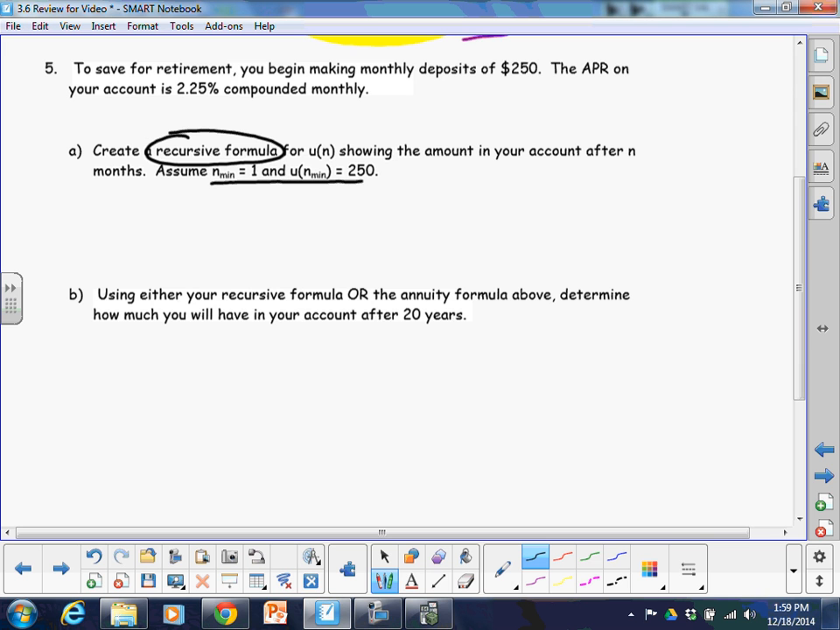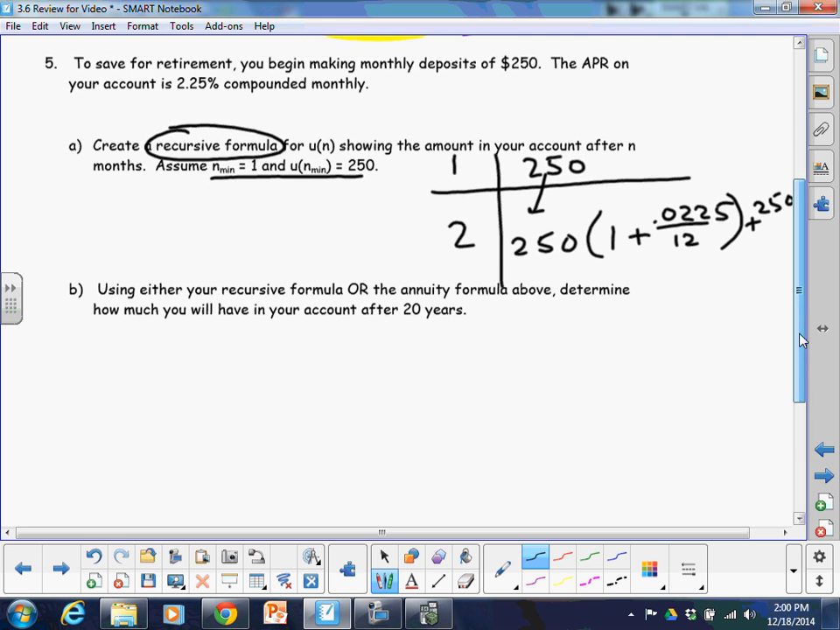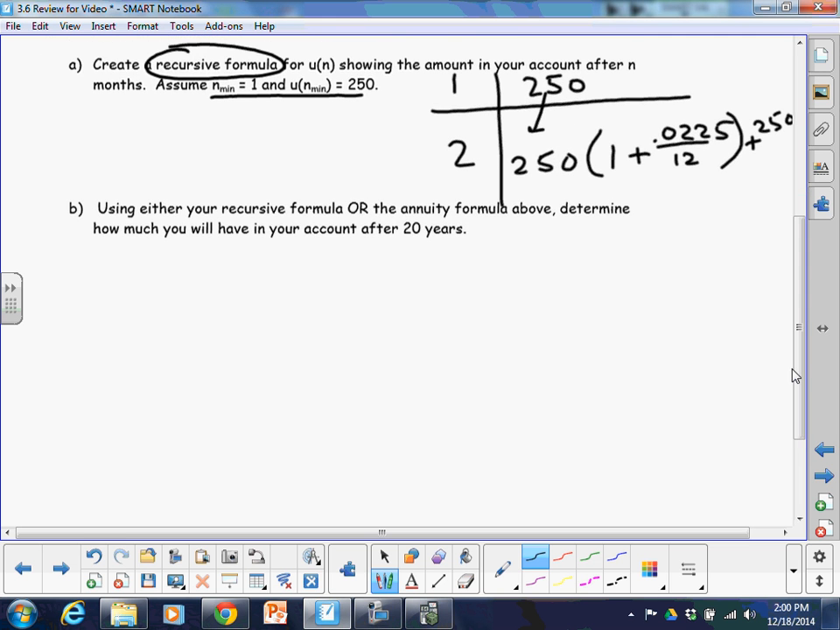Let's start with, so at 1 month, we have the $250. So what would be the value after another month goes by? Okay, so it's going to be like an interest kind of thing. Take the amount in your account, so that 250 comes down here. Add the interest. Okay, it's a 2.25, so we're going to move the decimal, divide by 12 because we're just talking about a month here. But then at the end of that month, we're adding another deposit of 250. That's what's different about the ones before. Okay, and that'll just be some number.